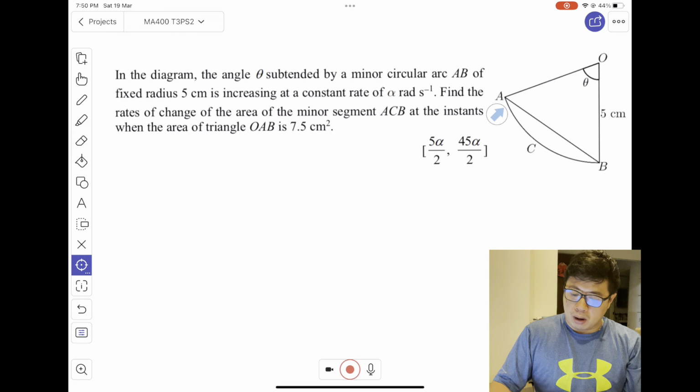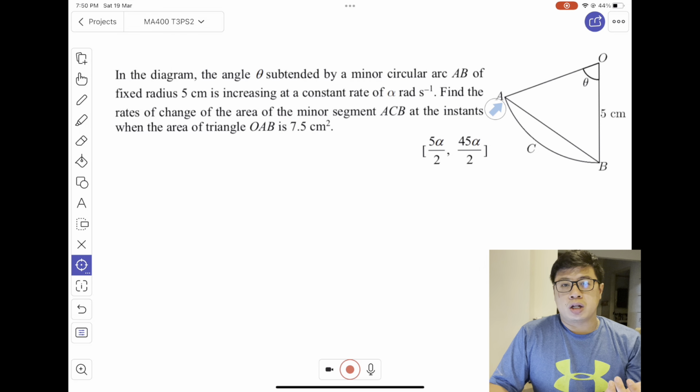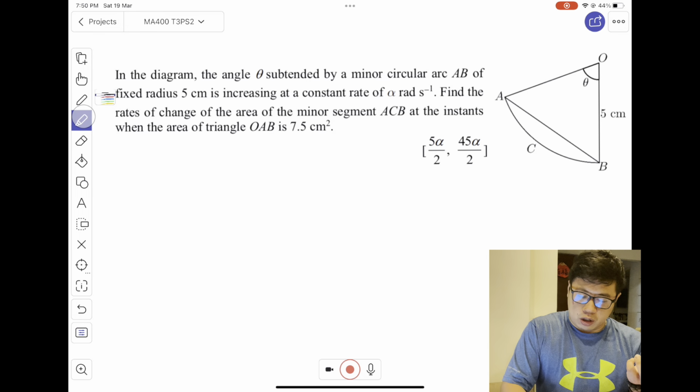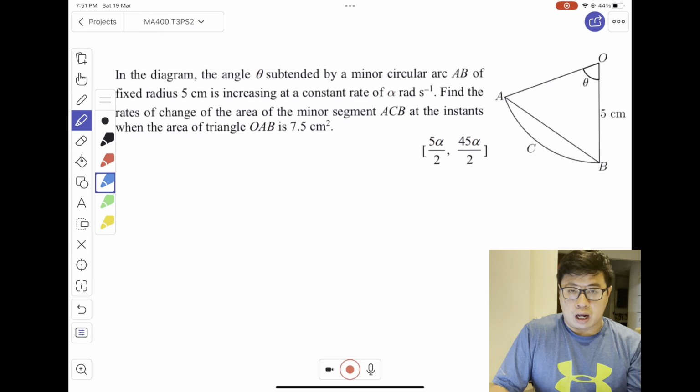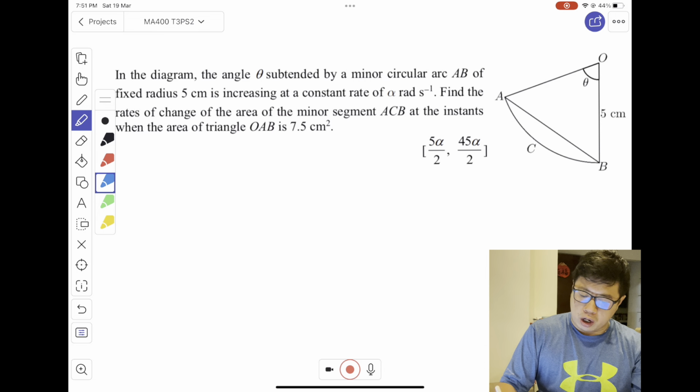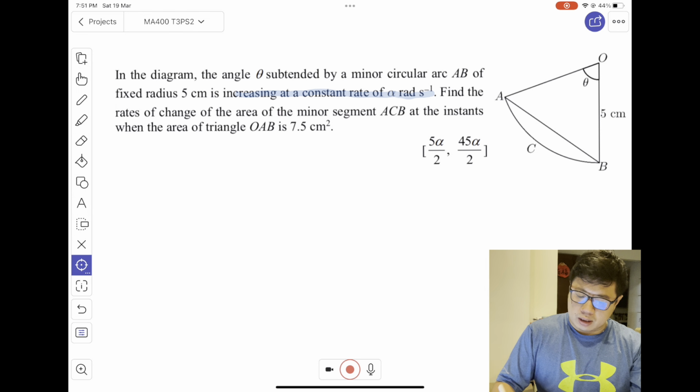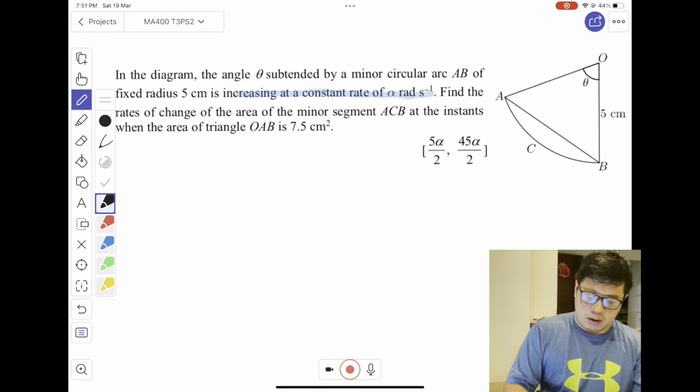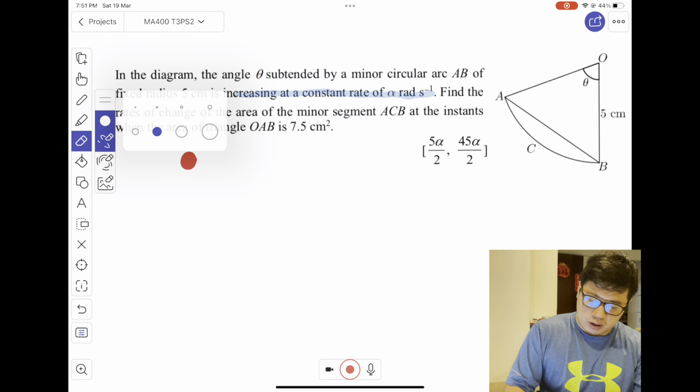Okay, so how do we go about doing this? This is a connected rate of change question. So when we are doing this, we identify that there are three derivatives that we will be looking for. One of which will be given. If we read the question in detail, where the angle theta is increasing at a constant rate of alpha radian per second, this is also telling us what we are given.